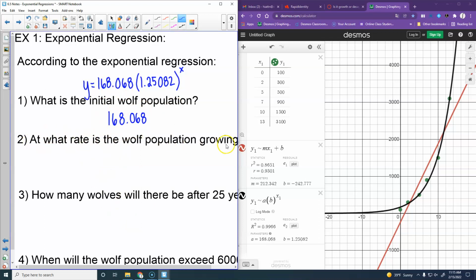At what rate is the wolf population growing? Okay. Now, our rate is going to come from our B value, but it is not our B value, right? So, from our B value, we got 1.25082. We're going to subtract 1. Right? Just like we were doing on that little quiz that we just took. And that gives us 0.25082. And then I've got to move that decimal 2 places to the right. So I'm going to get 25.082%.